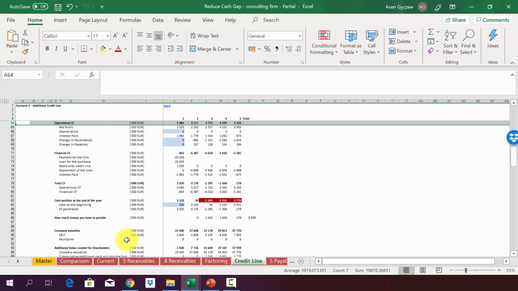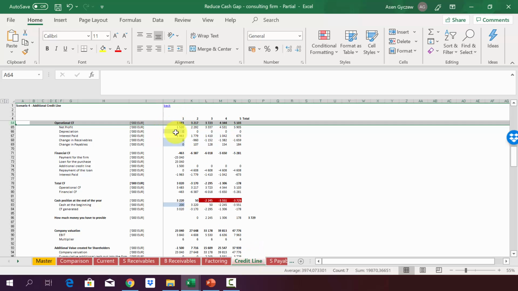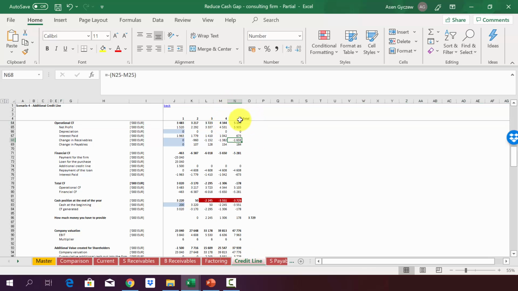And as you will see, it will be slightly impacted in comparison with the current situation, as the net profit will be smaller. So instead of having 3.4 million in year number 1, we will have 3.4, and in year number 5 will be 5 million, whereas with the credit line it's 5.1 million. This is mainly due to the fact that interest paid we remove from the operational cash flow. Now the biggest difference will be in the financial cash flow.